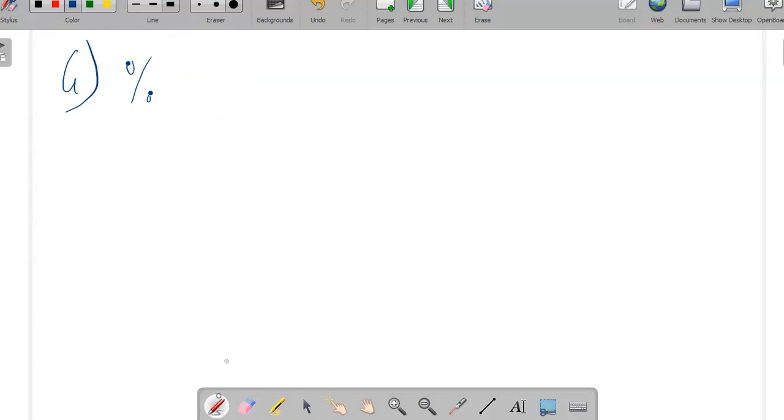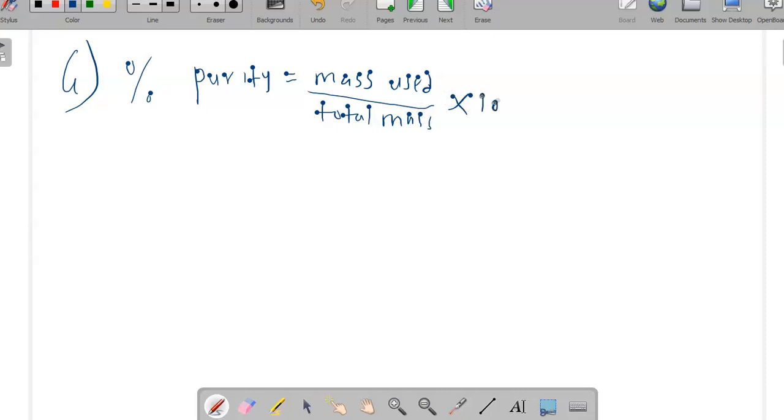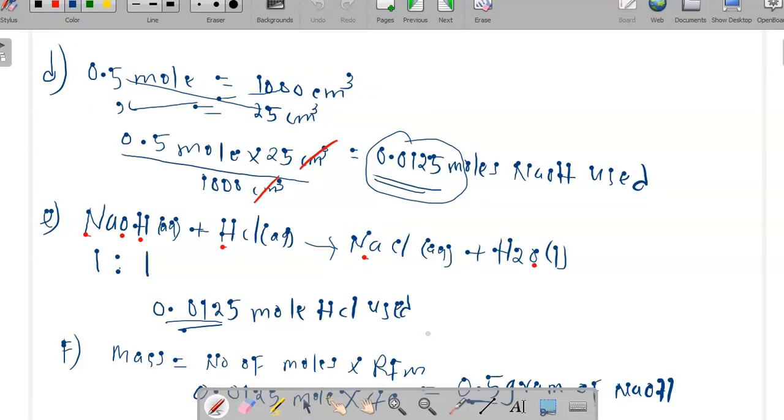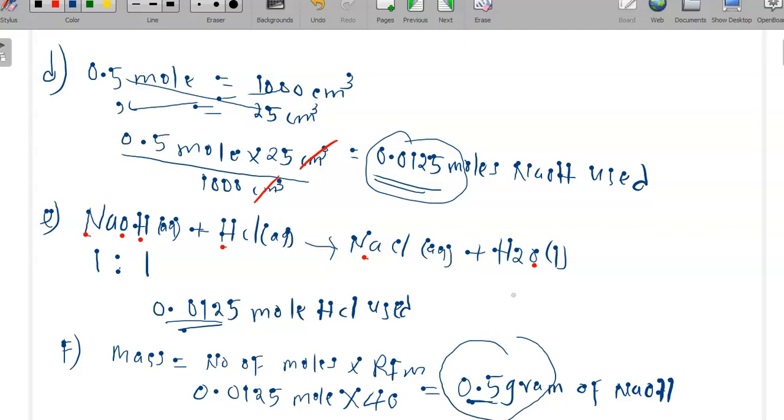Percentage purity is equal to mass used over total mass times 100%. Mass used is how much? The mass used of sodium hydroxide, we have 0.5.